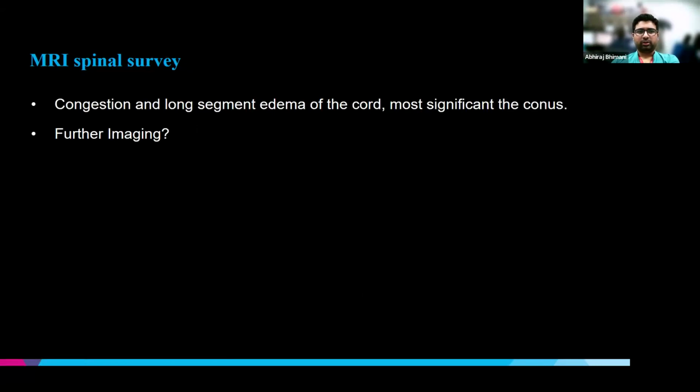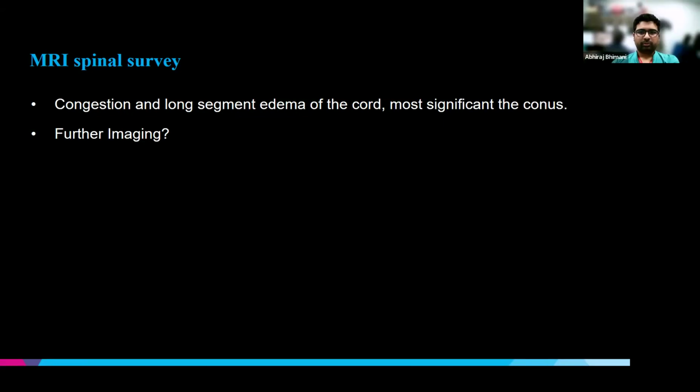So you are correct. The MRI spinal survey shows a congestion and a long segment edema of the spinal cord, and edema is most significant at the conus, as you mentioned. Any further imaging based on the current concern that Ansley and Dan mentioned? Yeah, if we're concerned about things like AV fistula, obviously a DSA would be the best way to confirm that. Ahead of that, we could also try getting an MRA or a CTA.